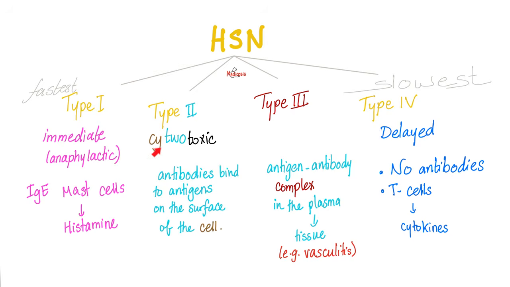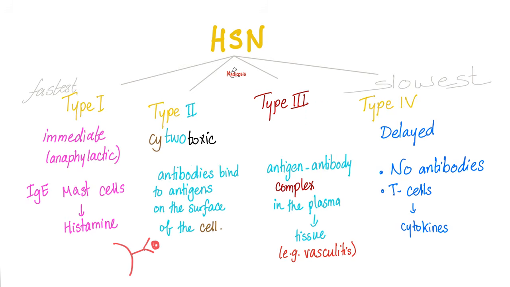How about type 2, cytotoxic? What do you mean? I mean, I have antibodies, okay? These antibodies are bound to antigens, okay? And this happens on the surface of the cell. The cell is the cyto. That's why type 2 is cytotoxic.